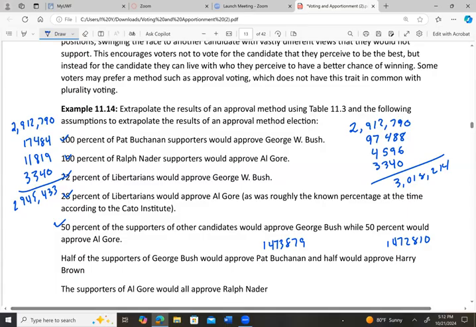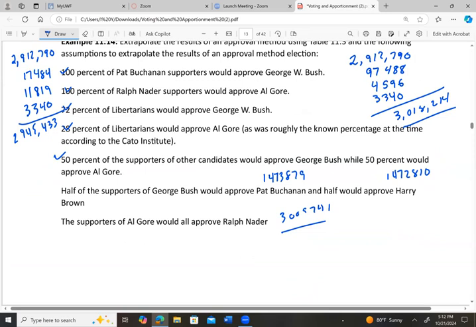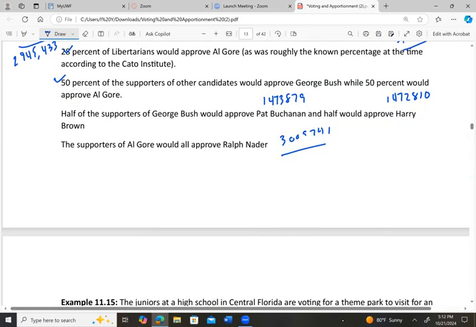All of Al Gore's supporters would approve of Ralph Nader. So 2,912,253 plus 97,488, 3,009,741. So if we did this by approval voting, using this information, not only would Gore have beaten George Bush, but Nader would have as well. So that's why this can get really weird depending on what we're doing.